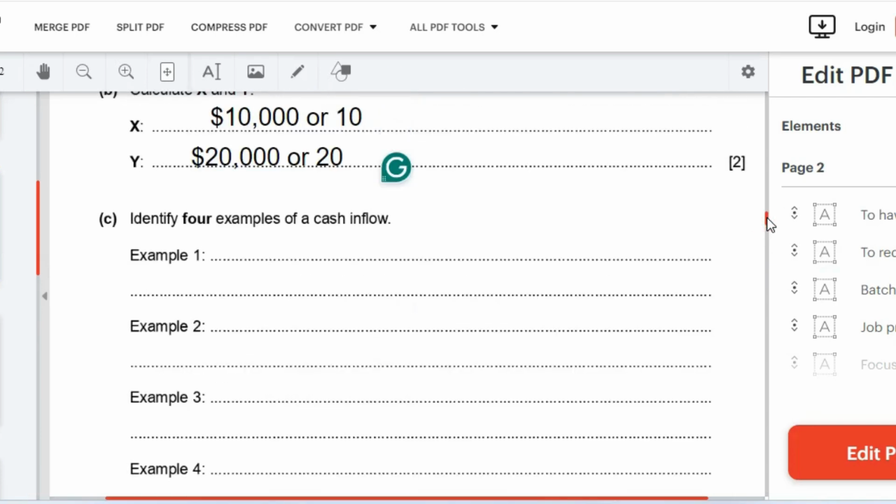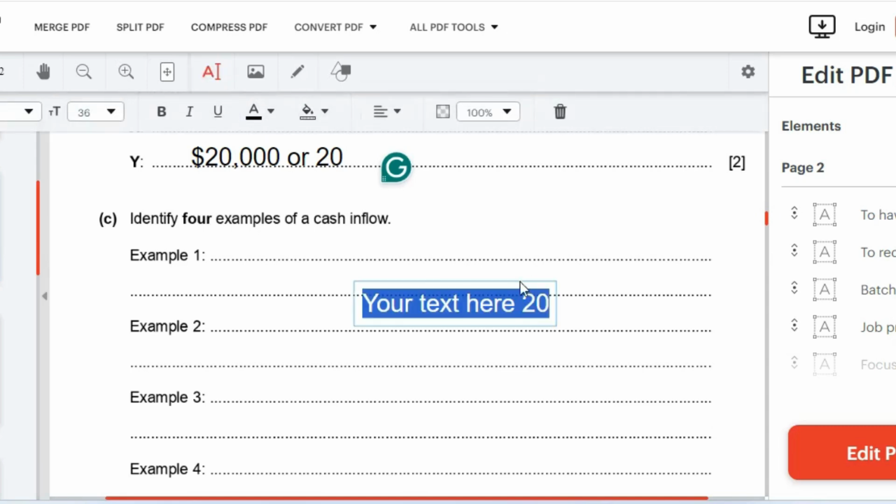Identify 4 examples of cash inflow. Now, what do you understand by cash inflow? We have to identify 4 examples of cash inflow. That is when money is coming in, and the ways money can come into a business. Of course, the first one is sales or revenue. That is cash sales or revenue.